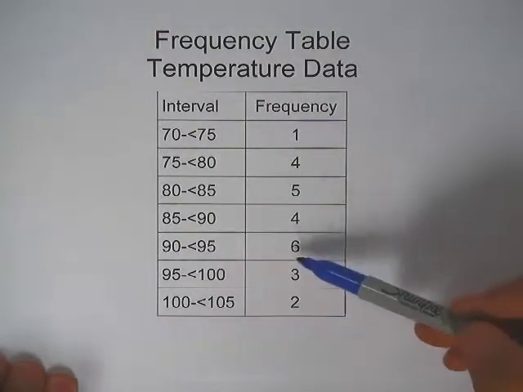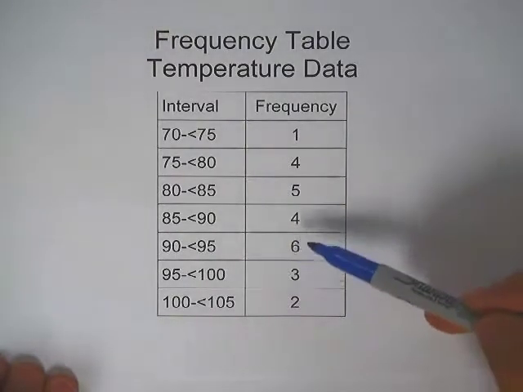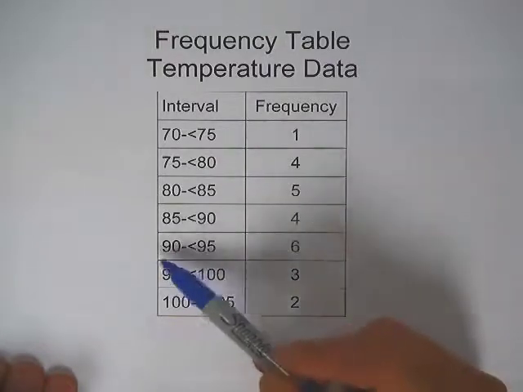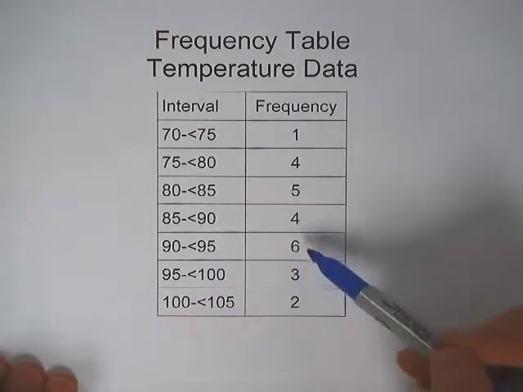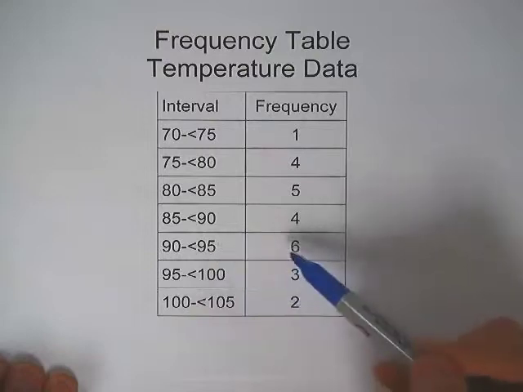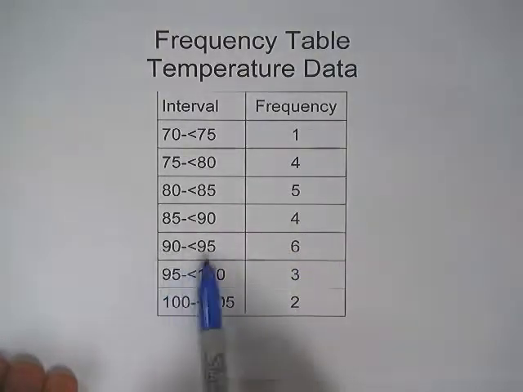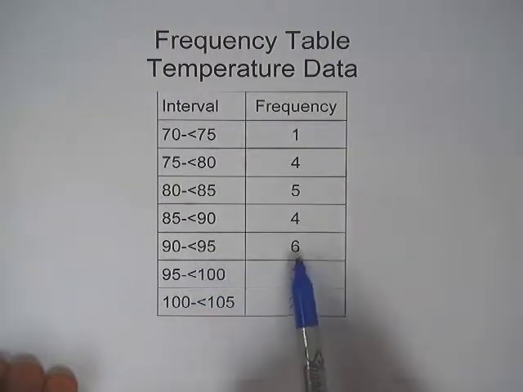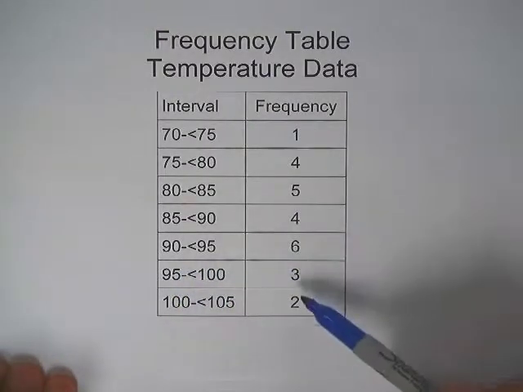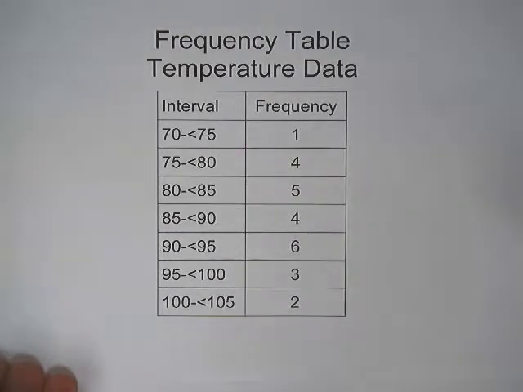So we can see that 6 was the most frequent, or this interval 90 to 95, because it had a frequency of 6. The most frequent temperature interval was from 90 to less than 95. There were 6 days when it was that temperature. Okay, there were 3 days when it was 95 to 100, and 2 from 100 to 105.